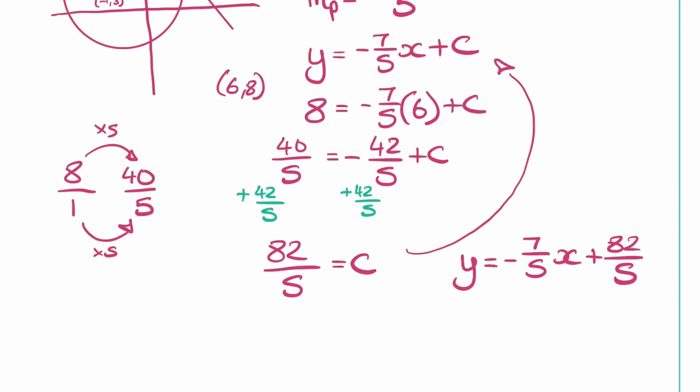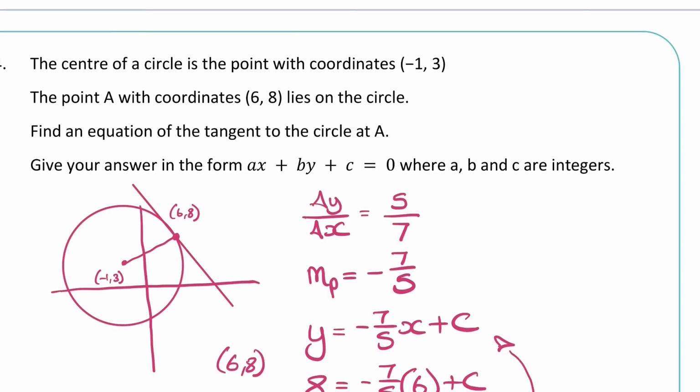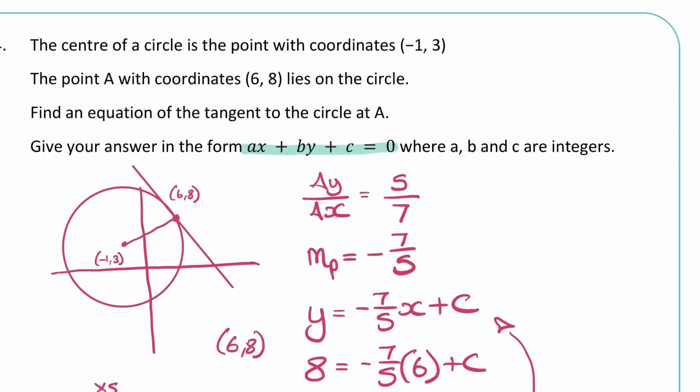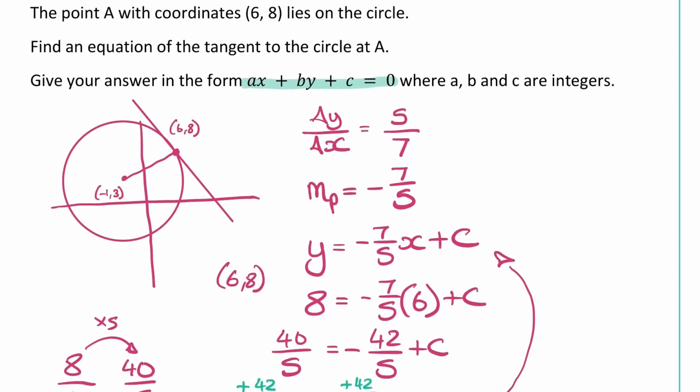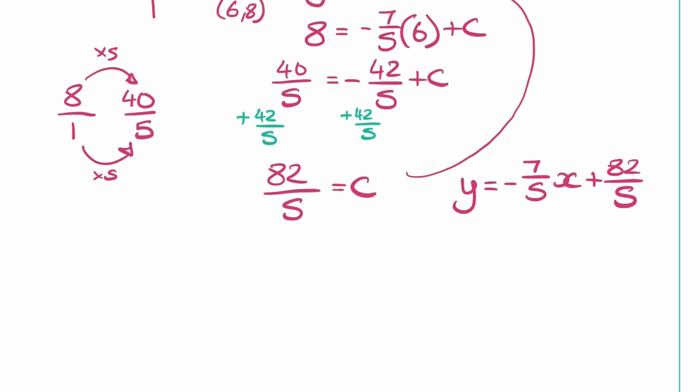Now that right there is the equation of the tangent, but it said something else up here. It said give your answer in the form ax plus by plus c equals 0, where a, b and c are integers. So we can't have any fractions involved, and it wants it to equal 0 basically. It wants everything on the left, so we're going to need to move everything over.